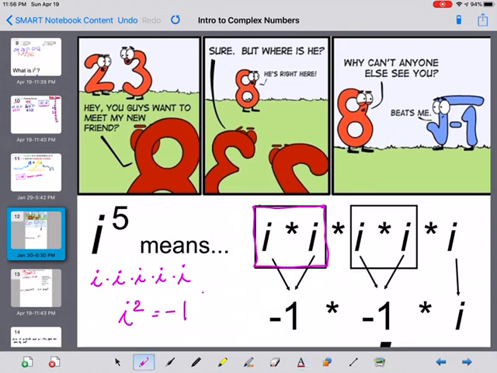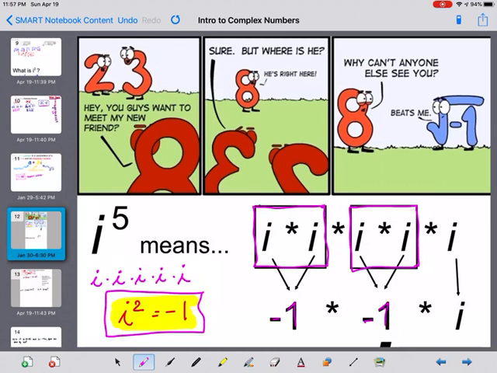So this is a really important idea. i squared equals negative 1. Put that in your notes, put a box around it, and highlight it. You really want that to stand out. So anytime we have i squared or i times i, we replace it with negative 1. So here, i times i, that's the same as i squared, replace it with negative 1. Here, i times i, that's i squared, replace that with negative 1.